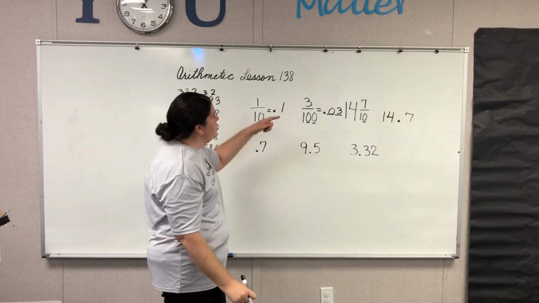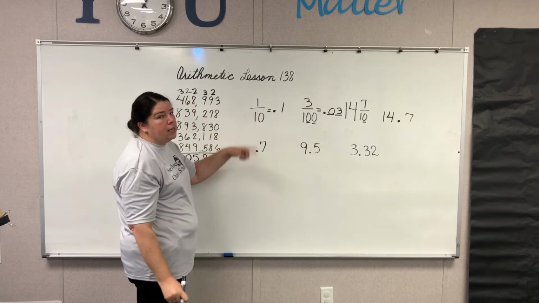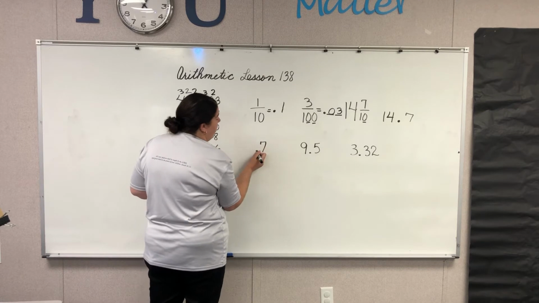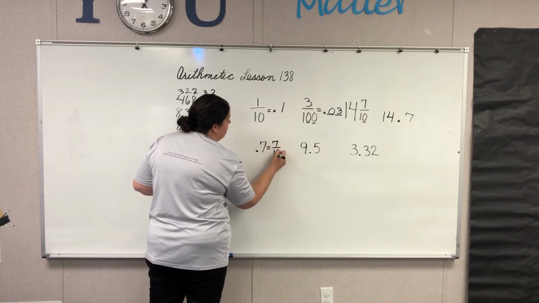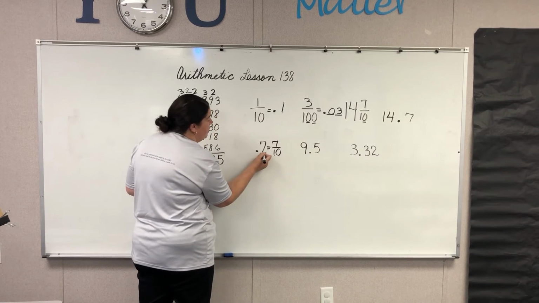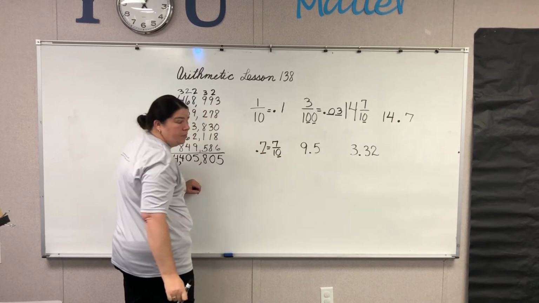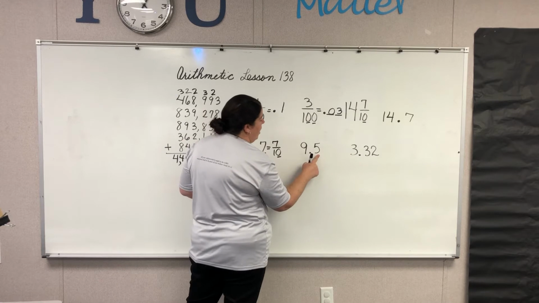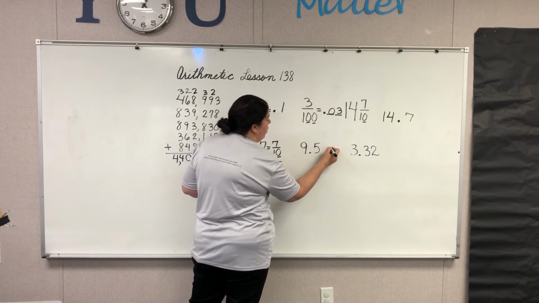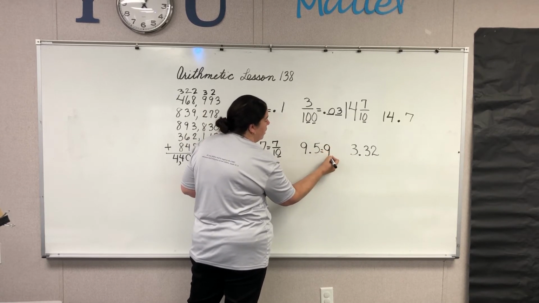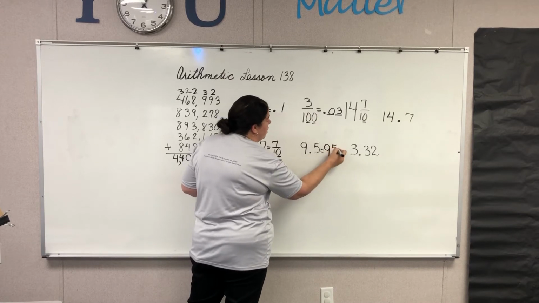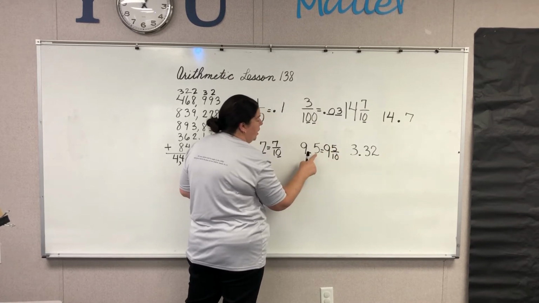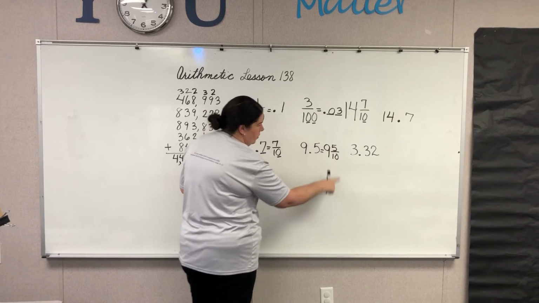Let's try to go the other way. We have a decimal, we want to make it into a fraction. So 0.7 is equal to 7/10. Again, 1 place value, 1 zero. 9.5. 9 is our whole number. 0.5 or 5/10 looks like this. 1 place value, 1 zero.